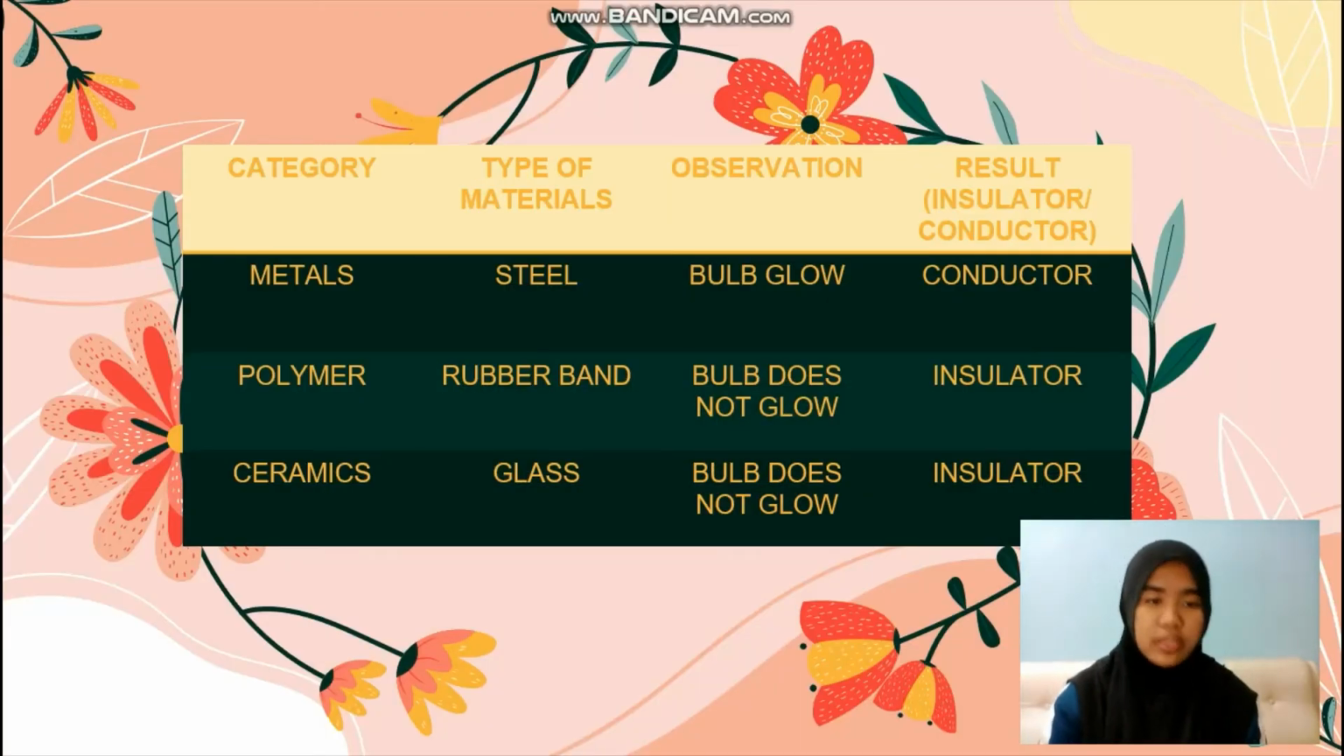Okay, for methodology, here is the table that we use to record observation of different objects when they are connected with the bulb and batteries, and next choose the result whether it is a conductor or insulator based on observation.